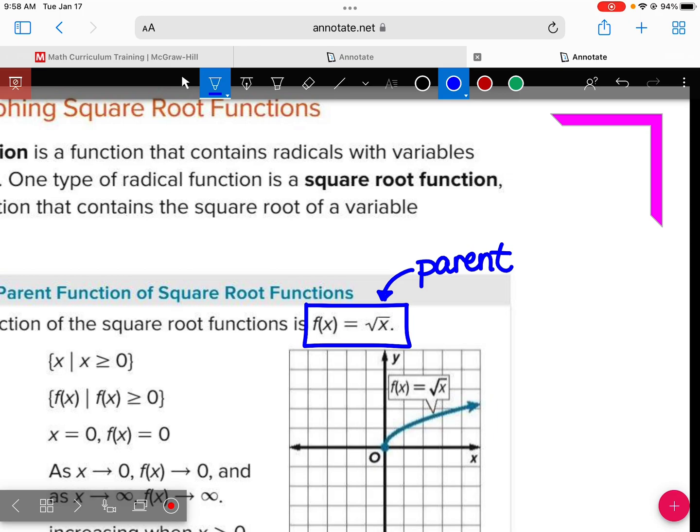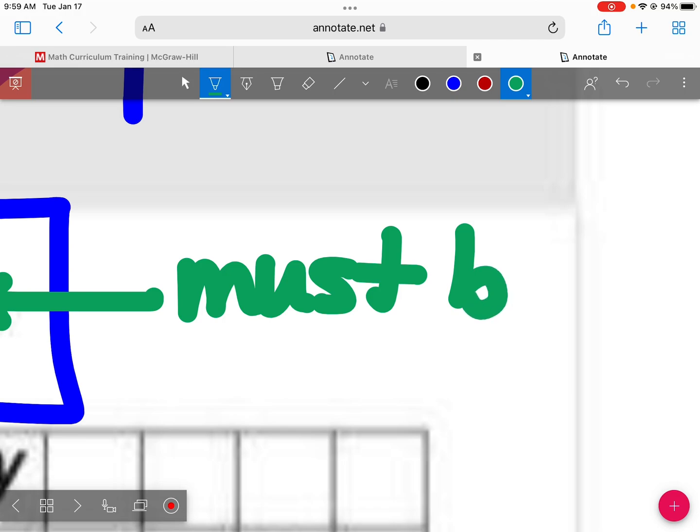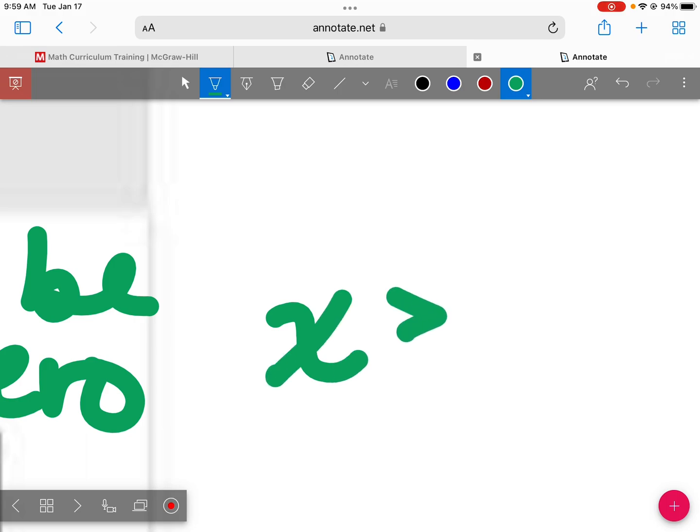So when we're graphing a square root function, what types of numbers can I not have underneath a square root? My calculator can't do them. What types of numbers? What'd you say? I can have a 3 underneath my square root. It comes out as a decimal. I can't have a negative underneath my square root. So this number underneath the square root, this piece right here, must be greater than or equal to 0. So I say x is greater than or equal to 0.